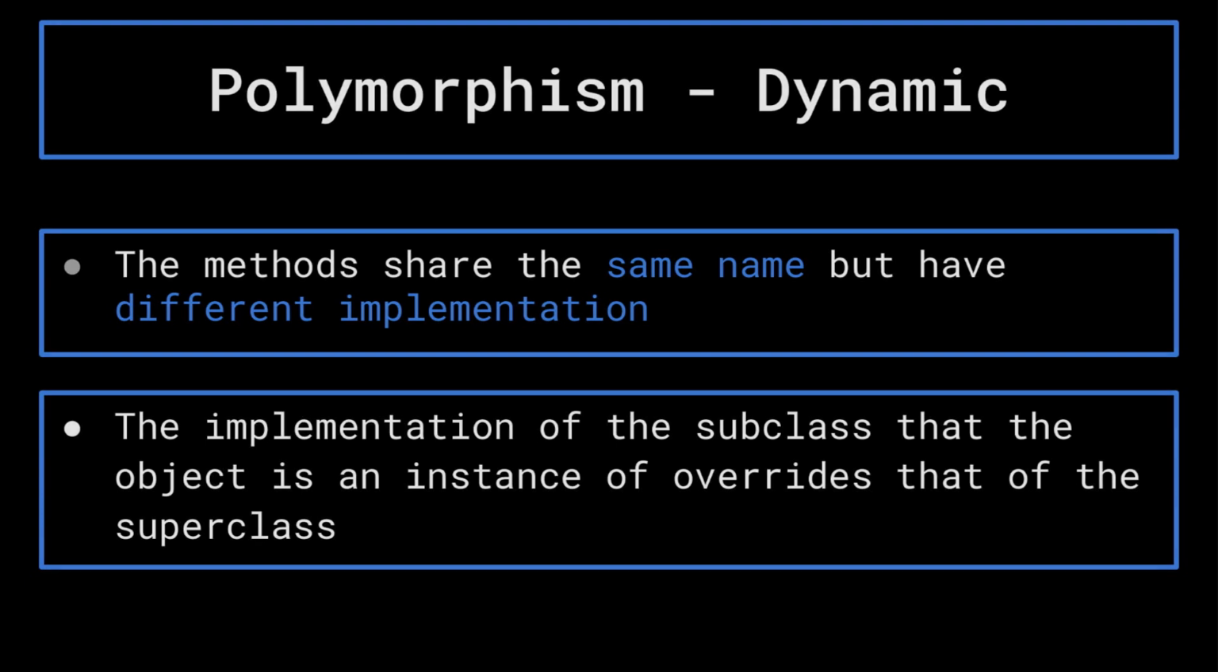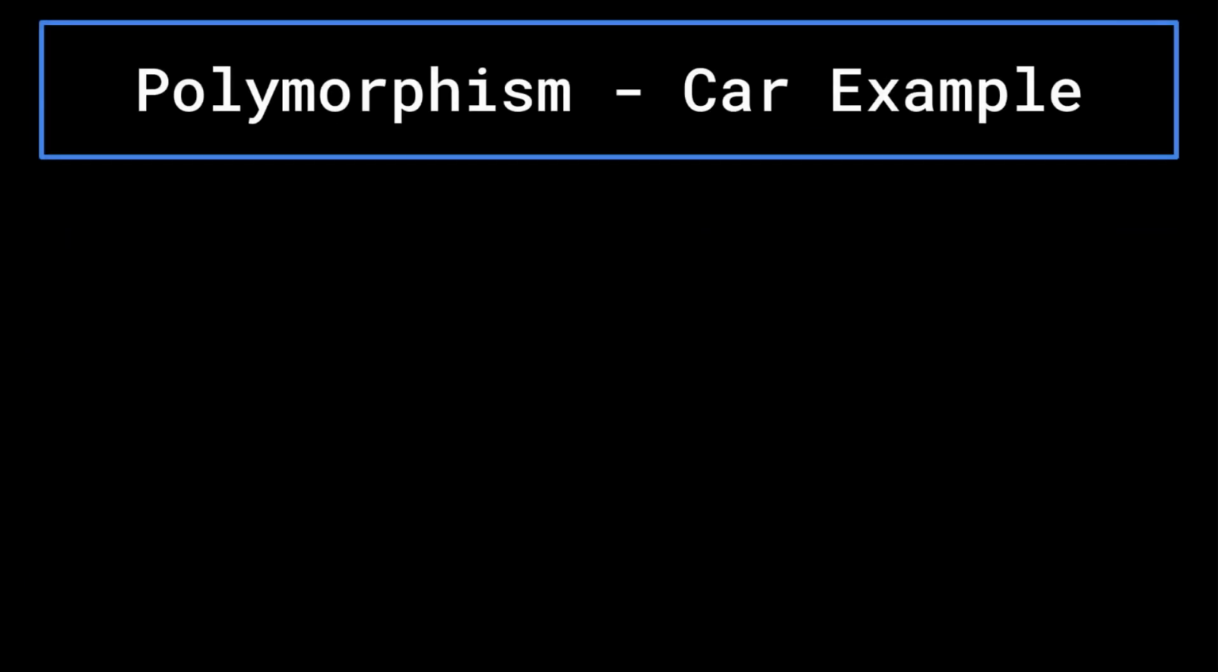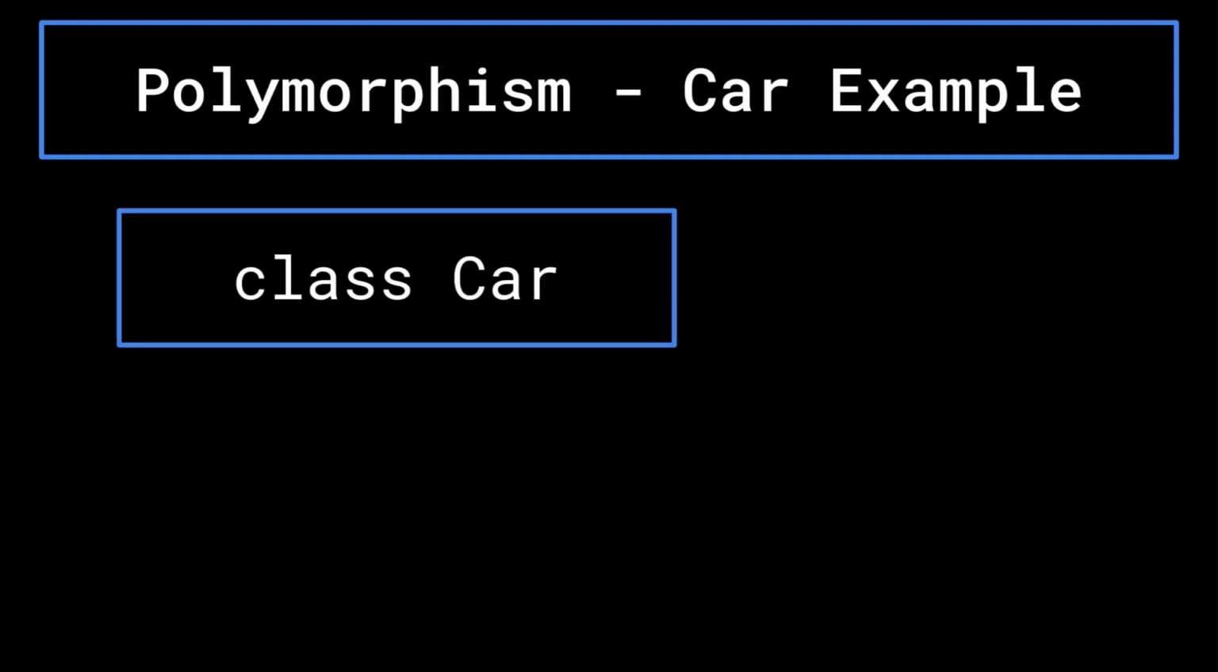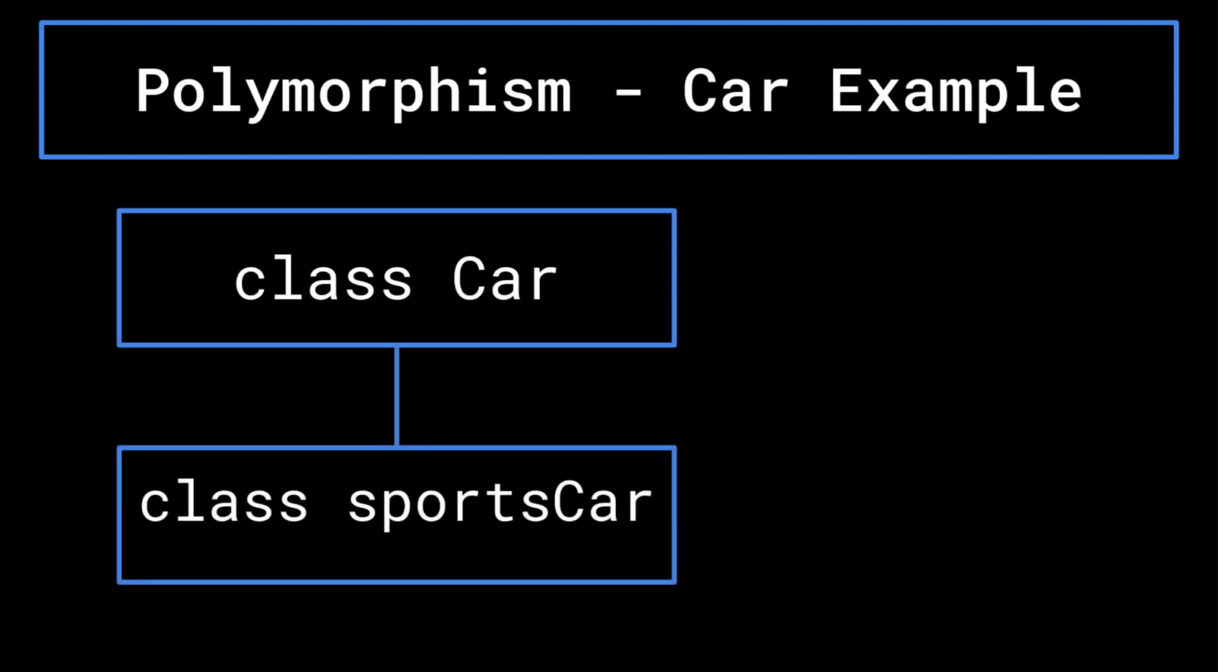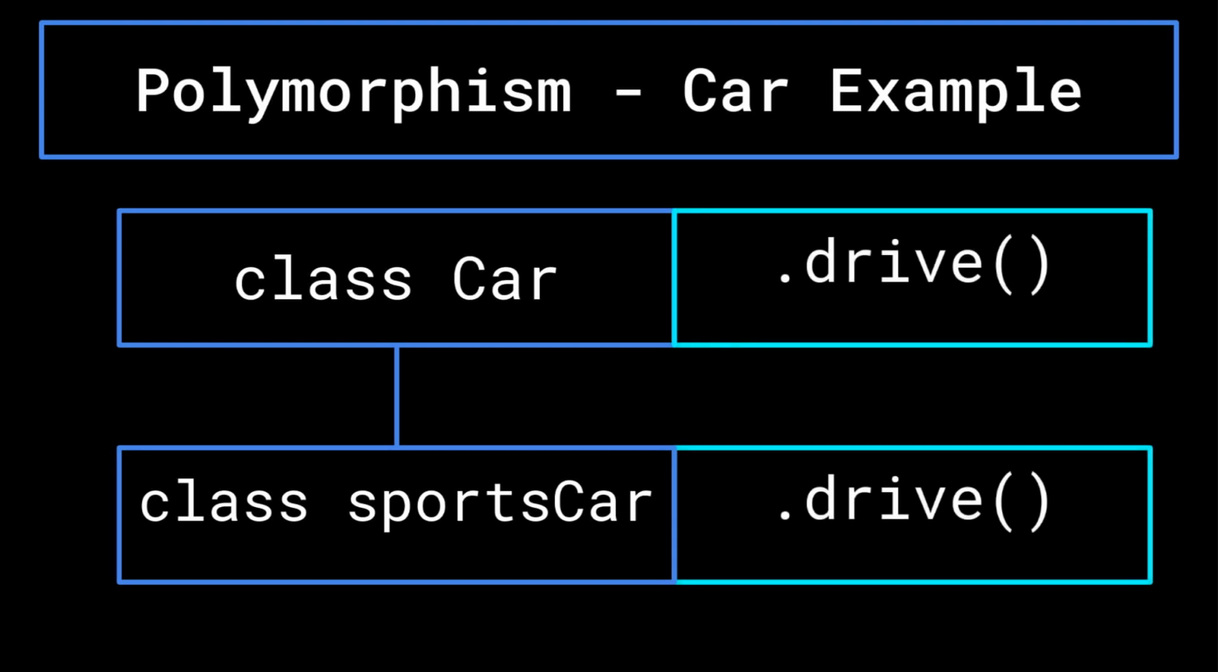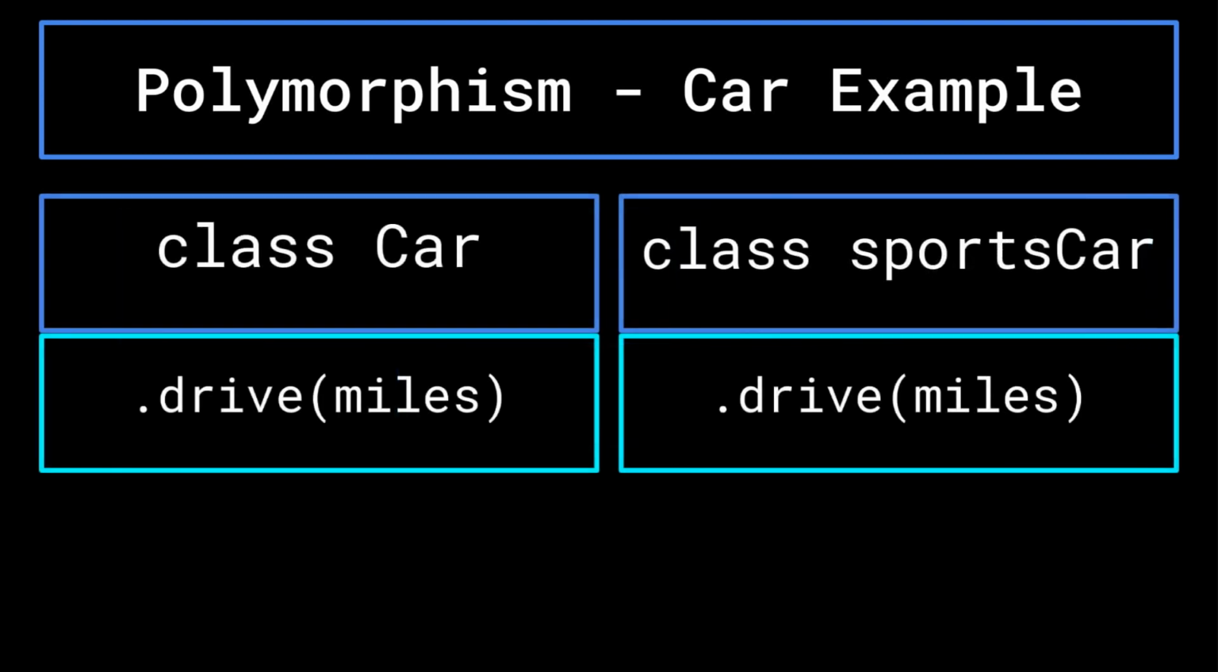Let's go over an example. Let's say you are writing a program to represent many different types of cars in a class hierarchy. At the top of the hierarchy, you may have the generic car class. You then may create a sports car class as a subclass of the car class. You then may create a .drive method in both of the classes. In each of the classes, the .drive function will take a double representing the number of miles you would like the car to drive, and the car's gas attribute will be decreased by the pertinent amount.